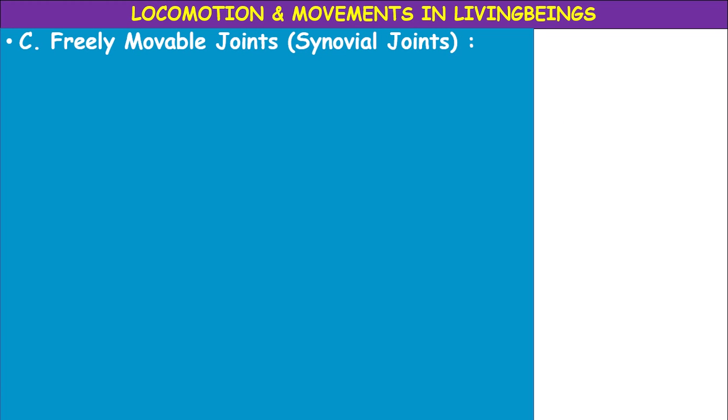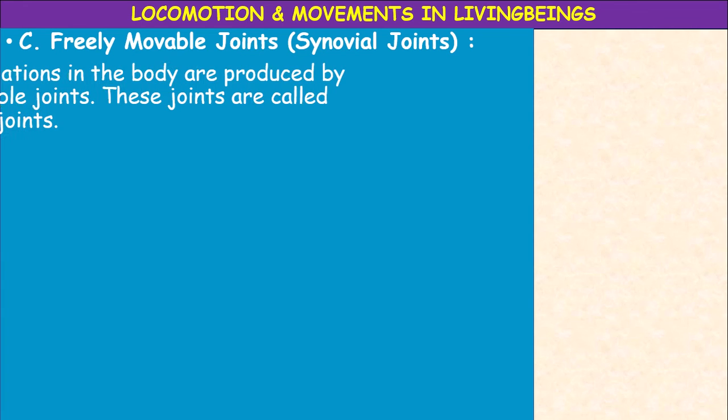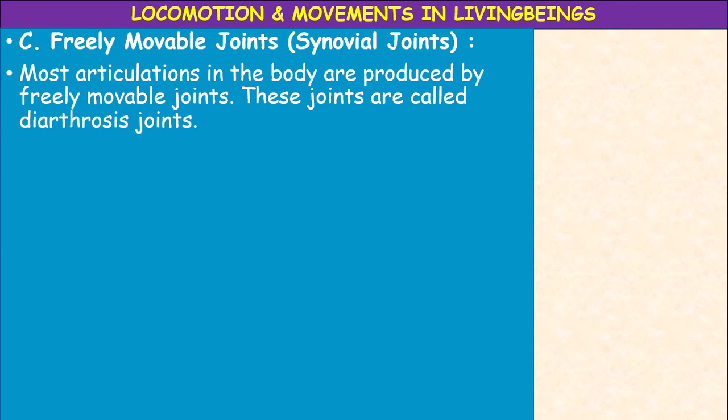Next, freely mobile joints, they are also called synovial joints. Amphiarthroidal joints are slightly mobile, but the freely mobile joints are called synovial joints because they possess synovial fluid. This synovial fluid acts like a lubricant and allows the free movement of the joints. Most articulations or joints in the body are produced by freely movable joints. So these joints are called diarthrosis joints.